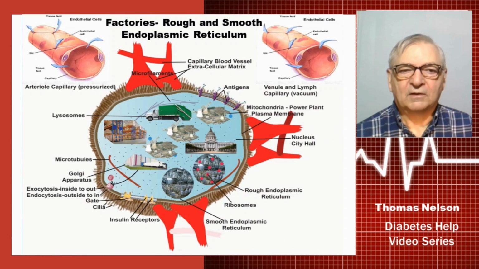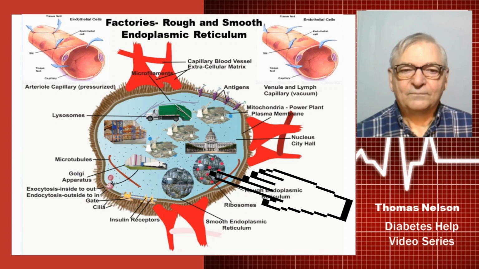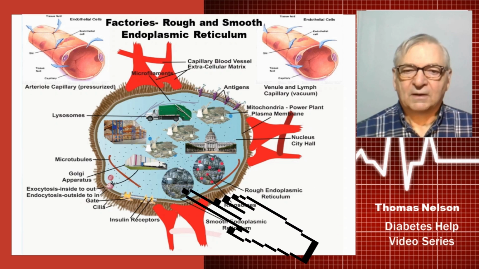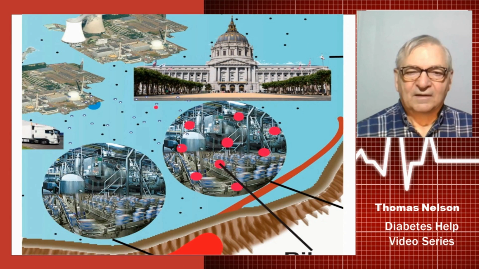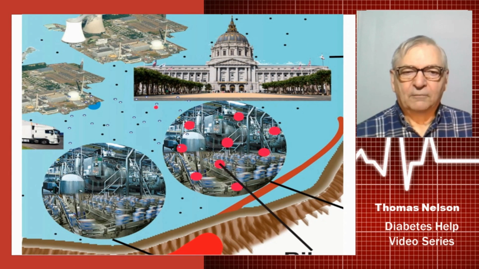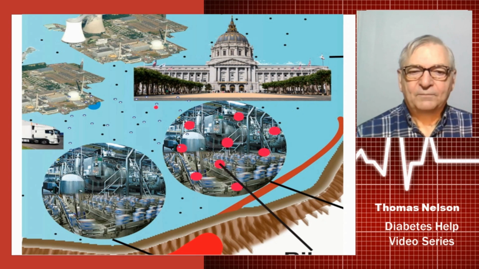So next, we're going to look at factories. I call them factories. They're called by scientists rough and smooth endoplasmic reticulum. Those factories, which you see located down in the bottom right over here, are extremely important to your health. They manufacture amino acids, hormones, and enzymes. Starting with the rough endoplasmic reticulum, as you see on the right, it has bumps on it, and that's why it's called a rough endoplasmic reticulum. And those bumps are called ribosomes.